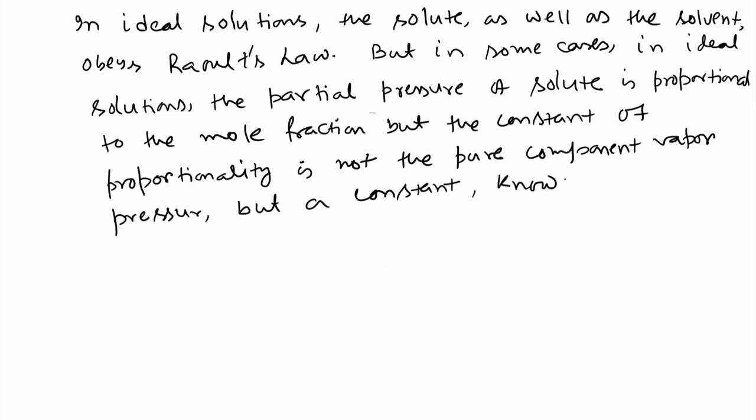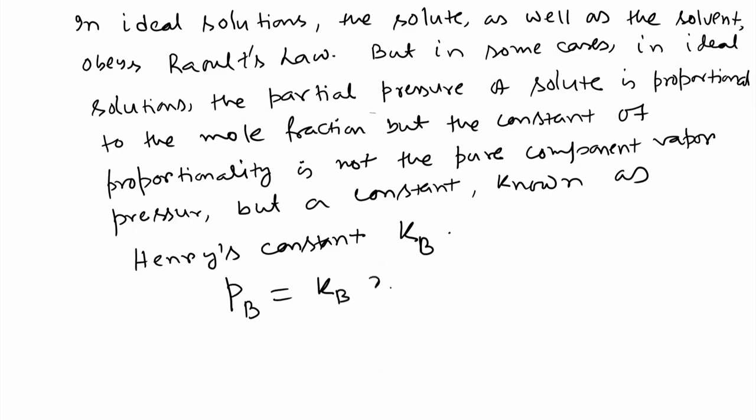But a constant known as Henry's constant. You already studied that Henry's constant KH, or you can write KB also if you want. So PB is KB times XB, okay. And this is known as Henry's law.